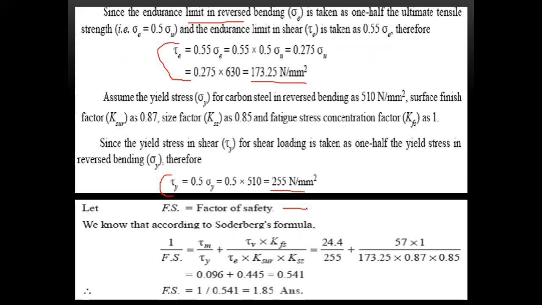Therefore, the factor of safety, we know that Fs is equal to the factor of safety by using the Soderberg formula. The Soderberg formula, applying the values in here. So after solving this one, we will get the value of factor of safety as 1.85. Okay.